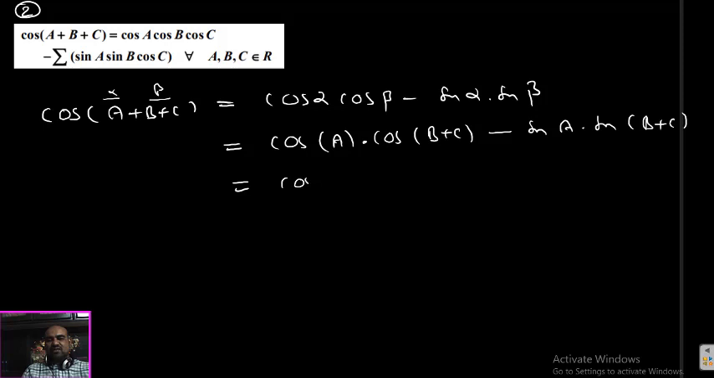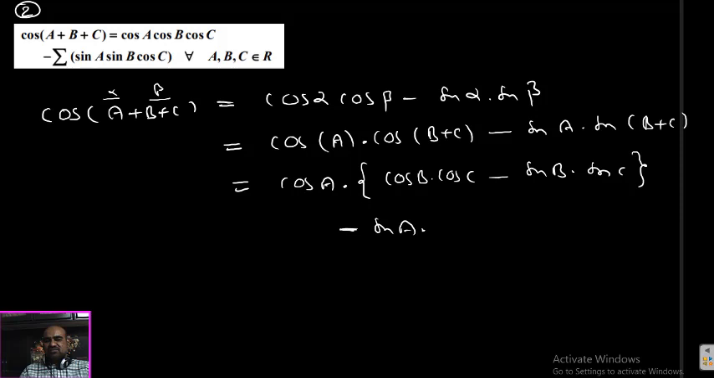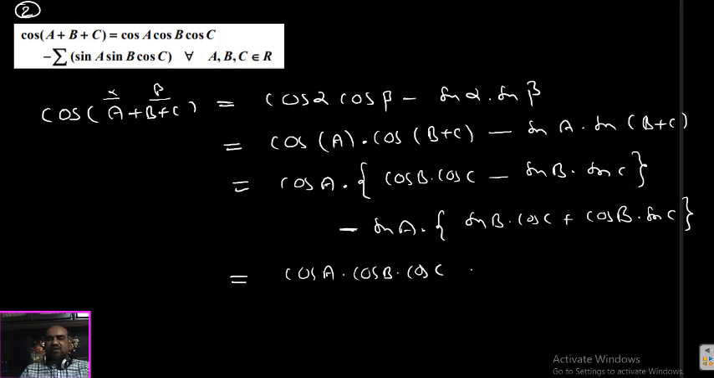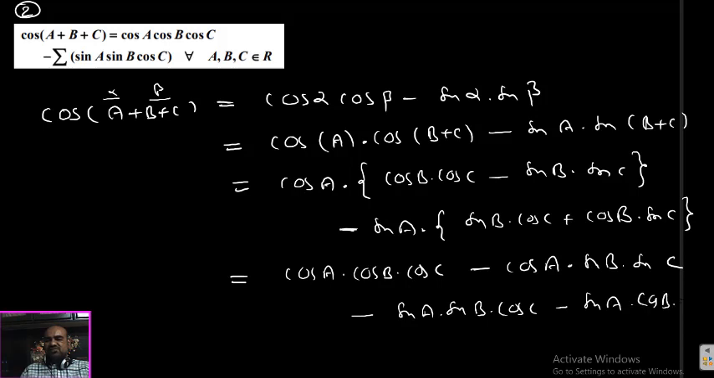Equal to cos A into cos of B plus C, that is cos B cos C minus sin B sin C, minus sin A into sin of B plus C, that is sin B cos C plus cos B sin C. Now do the multiplication: cos A cos B cos C minus cos A sin B sin C minus sin A sin B cos C minus sin A cos B sin C.